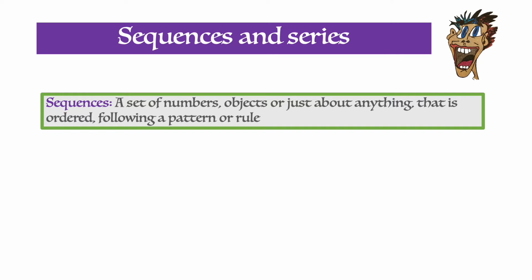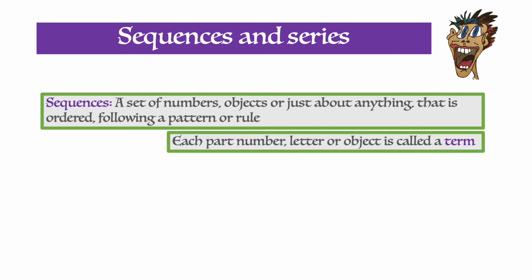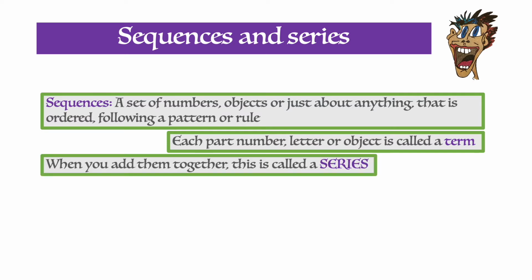So let's define what a sequence is. Well, it's a set of numbers, letters, objects, anything really, as long as there's an order to it and there is a pattern or a rule. Each of those numbers or patterns or objects is called a term. And then if we add these terms all together, we get a series.